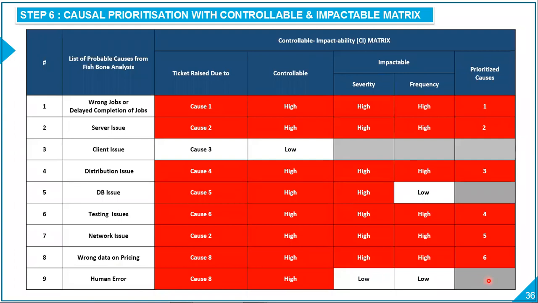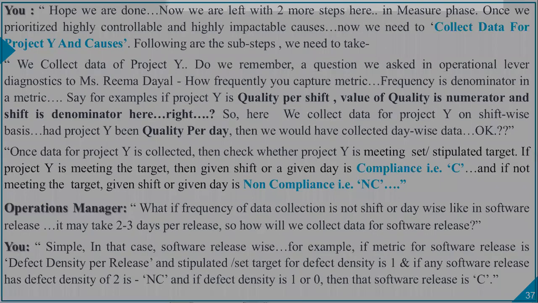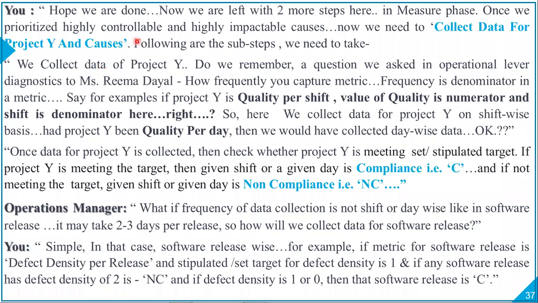So you have prioritized 6 causes out of 9 probable causes. So these 6 causes are the critical causes. Let's go to the next slide. Right, so you'll continue. Hope we are done.